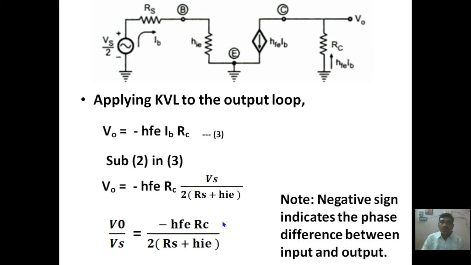Here the negative sign indicates the phase difference between the input and output. As it is a CE amplifier section, the input and output have a 180 degree phase difference, which means that they are out of phase. Input and output both are out of phase.